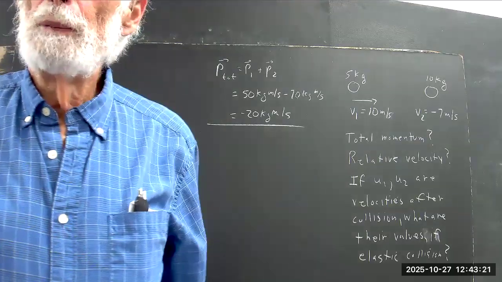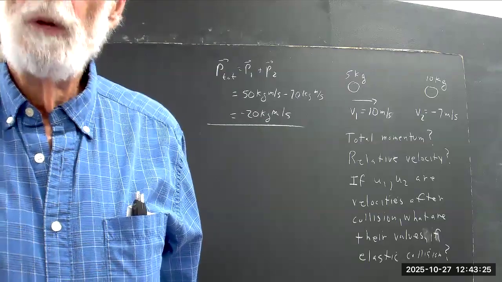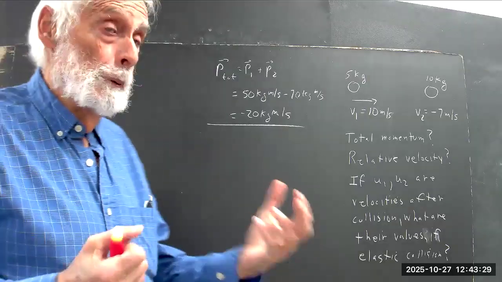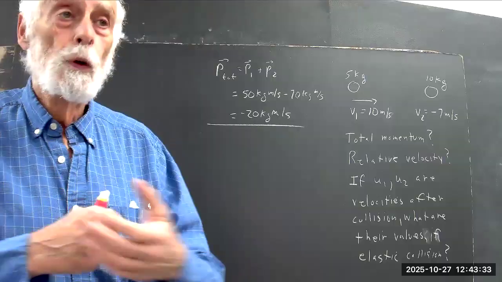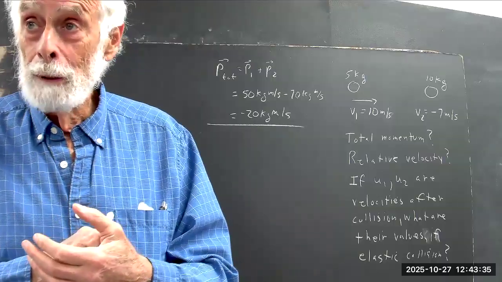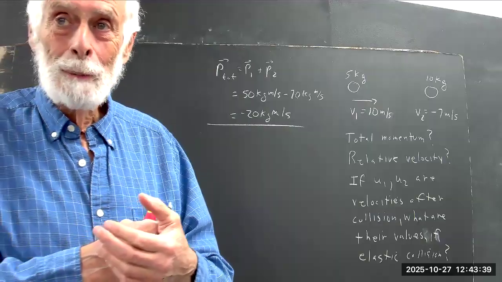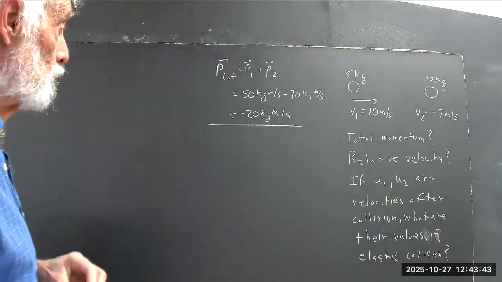Now, what's the total momentum after collision? Exactly the same as it is before collision. Why is that? Because of the impulse momentum theorem. Now, implicitly, this is an isolated system. There's no other force acting on these things. No gremlins, no friction, no whatever. So the total momentum after will equal total momentum before.